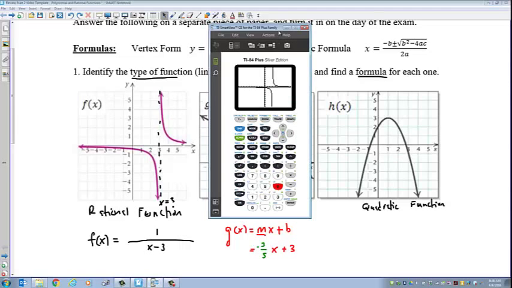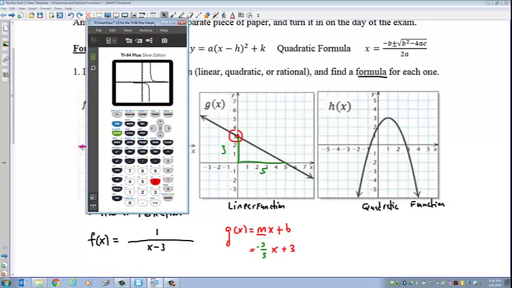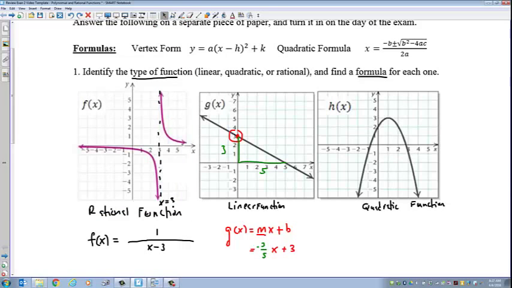And again, you can check this on your calculator. So if you hit y equals, we can plug in negative 3 divided by 5 times x plus 3. And then just hit graph, and you'll see, yes, we get the same graph we have there. All right, let's look at the third one, which is a quadratic function. Notice this formula is given to us.